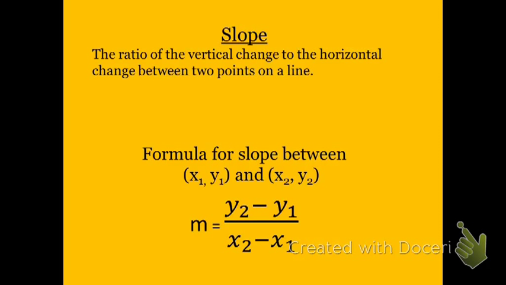So to find the slope between 2 points, x1 and y1, and x2 and y2, use the formula m, which is the variable used to represent slope, equals y2 minus y1 divided by x2 minus x1.